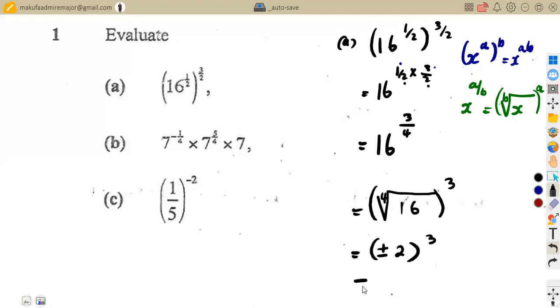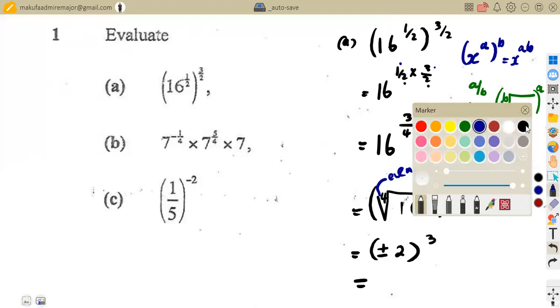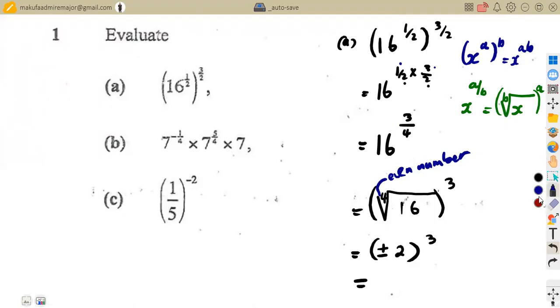Remember that if you are given an even number inside here, starting with the square root, the 4th root, the 6th root, your answer is going to carry a plus or minus as long as you are dealing with an even root. So in this case, we are going to have at the end plus or minus 2 to the exponent of 3. Remember, a negative to the exponent of 3 remains a negative. So 2 to the exponent of 3, that is 2 times 2 times 2. 2 times 2 is 4, times 2 gives us 8 in this case.